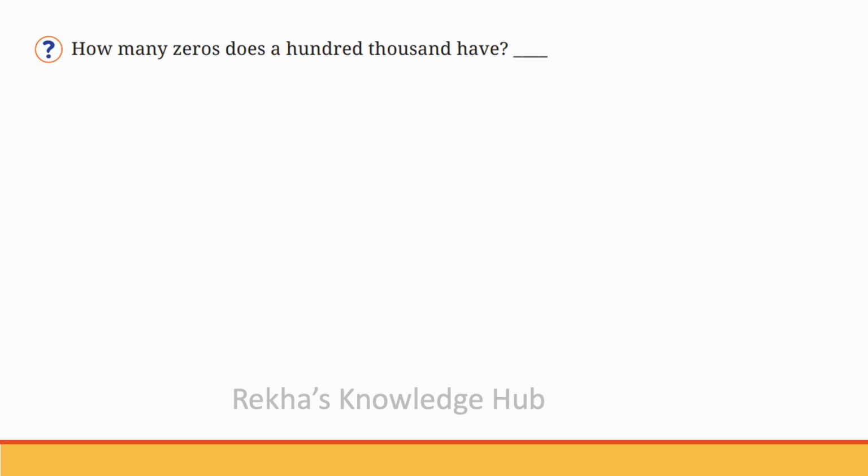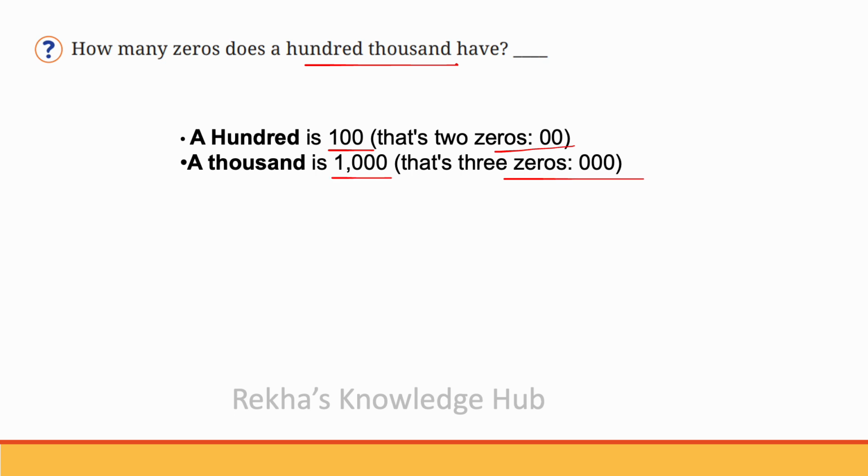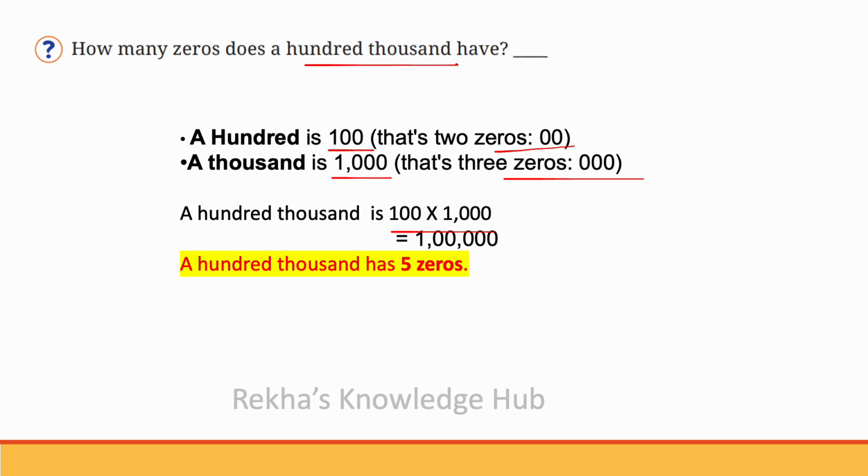Next, how many zeros does 100,000 have? See, 100 is 100. How many zeros are there? 2 zeros. Then 1,000 is 1,000. How many zeros? 3 zeros. So 100,000 is 100 into 1,000. That is 1 lakh. This is 100,000. So 100,000 has 5 zeros.